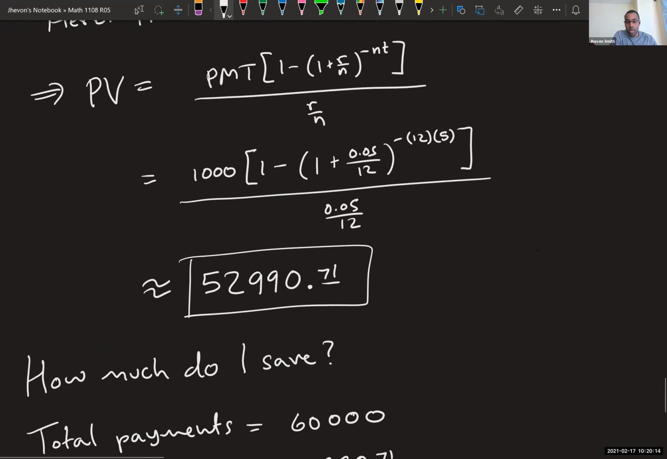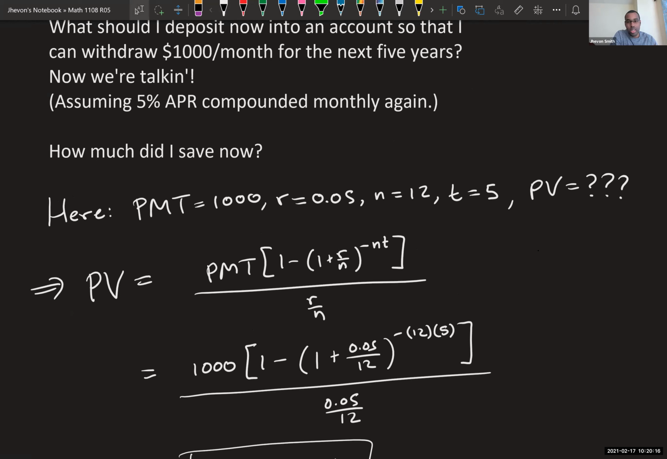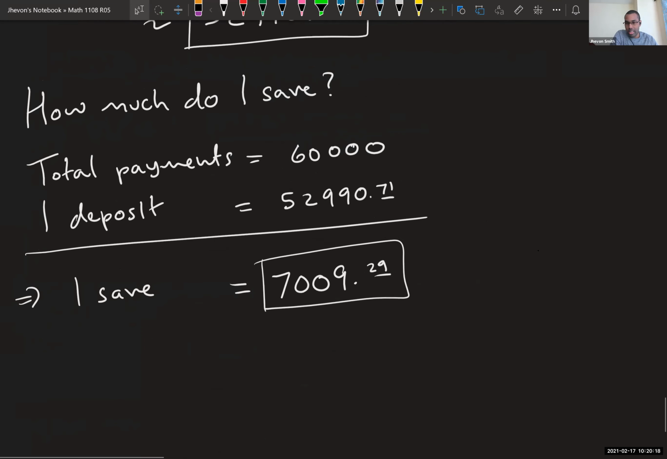So that might be worth it. And again, 5 years isn't really a long time. So that's 7,000, still in the grand scheme of things not a huge sum of money, but might be worth it, depending on your situation.